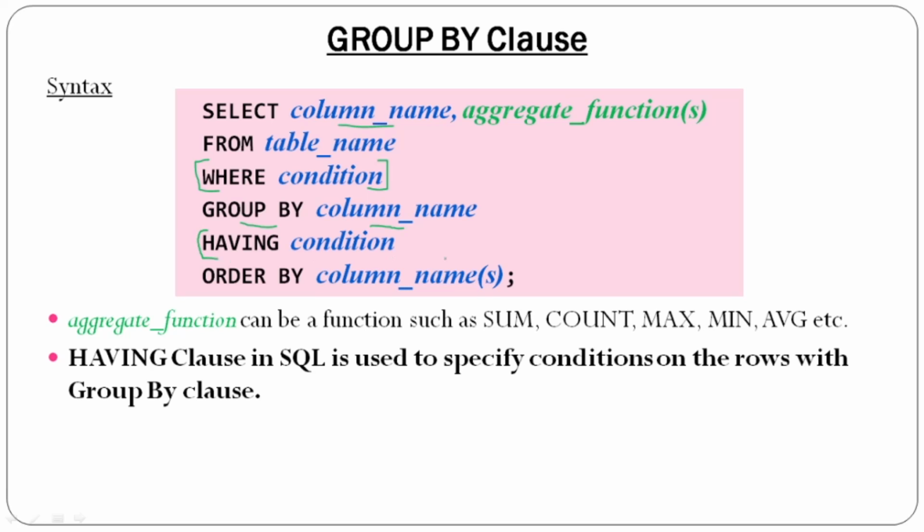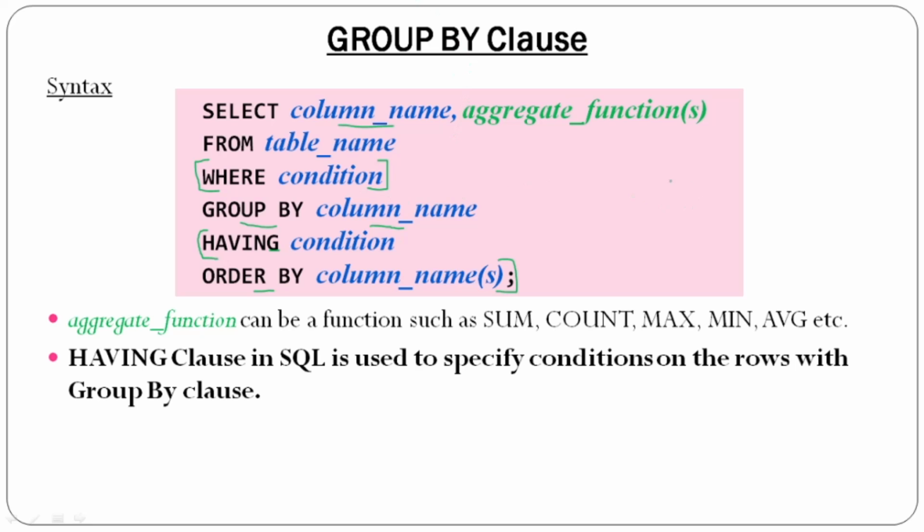If we want to specify any condition after grouping, we have to use the having clause, and the order by clause is used to sort the data. You have to note that the order by clause should be given only in the last part of the query, because the data is to be sorted only after filtering the data.